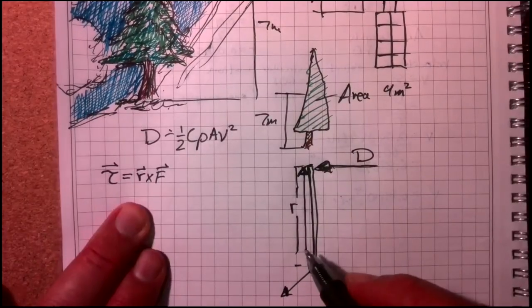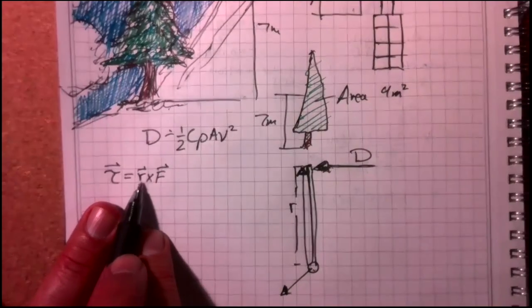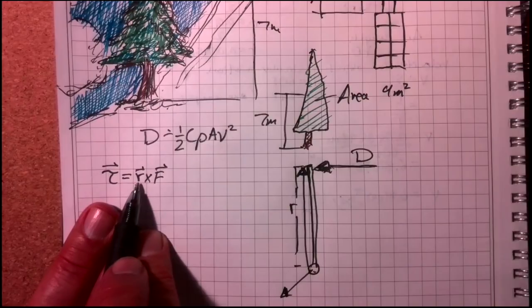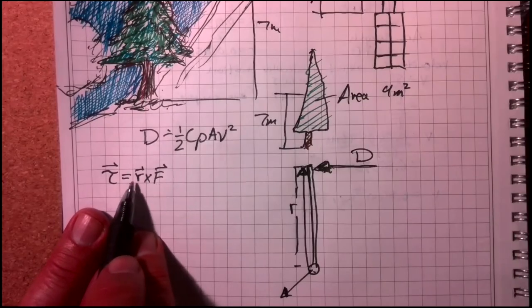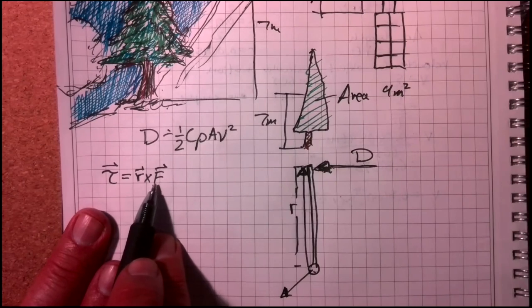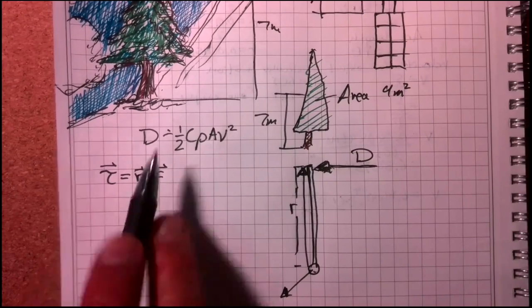Now, in the videos, I talk about the moment arm here, R. And R is the distance from the pivot point. So this is how far you push on the door, basically. How far are you away from the hinges? And then F is how much force you're applying.